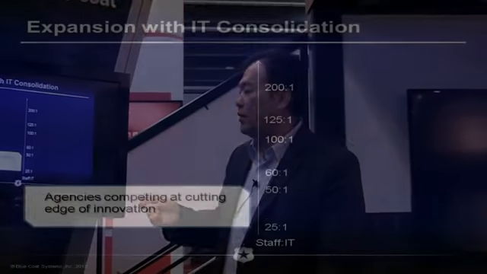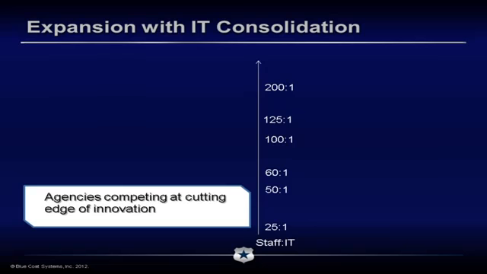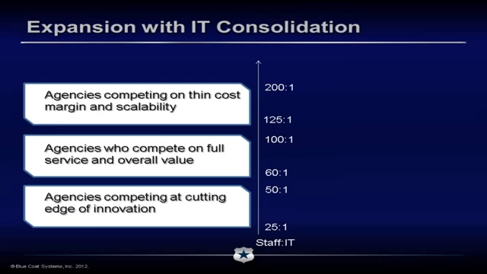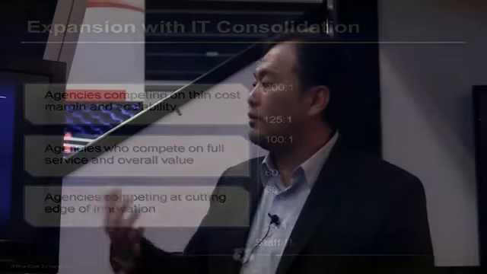If you look at Gartner and the work that they've done in the past few years, if you look at a scenario of about 25 to 50 staff to an IT support, those are agencies that are competing at cutting edge innovation. Now, if you look at a bigger staff to IT ratio, about 60 to 100 staff to a single IT, we're talking about agencies who compete on full service and overall value. For agencies competing on thin cost margin and scalability, we're talking about a staff to IT ratio of about 125, 200, or even more. Now, how does that translate to the different kinds of solutions that you would apply?